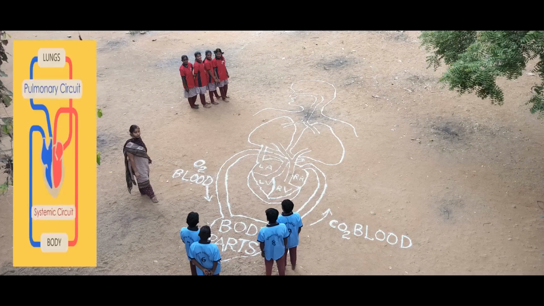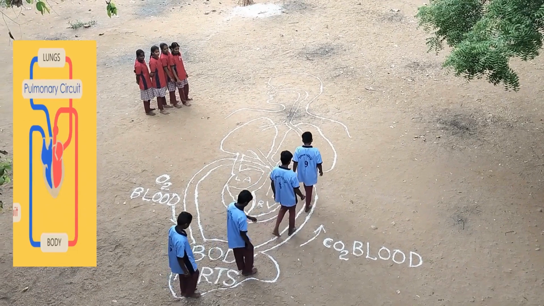Let us see what kind of teaching methods I use in my teaching, and how my students are engaged in their learning process in this video. Activities and role plays. Now you are observing the double circulation activity. Blue color t-shirt students are acting as deoxygenated blood. Red color t-shirt students are acting as oxygenated blood.